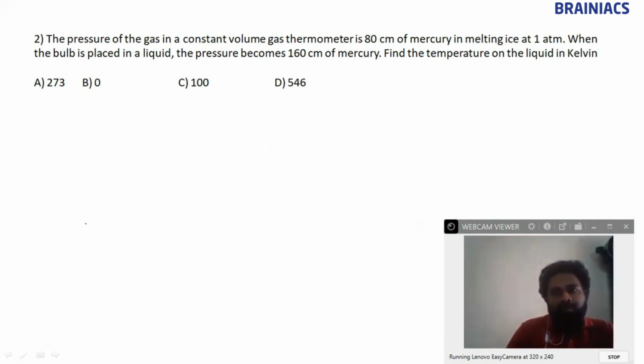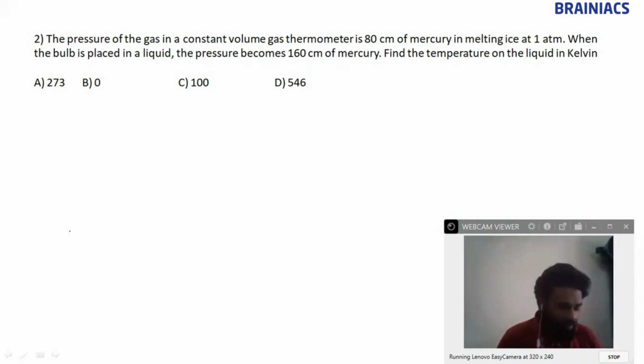melting ice at 1 atmospheric pressure. Okay, so this is constant volume again. So the pressure is given as 80 centimeter of mercury in melting ice at 1 atmospheric pressure. When the bulb is placed in a liquid, the pressure becomes 160 centimeter of mercury. Okay, find the temperature of the liquid in Kelvin.